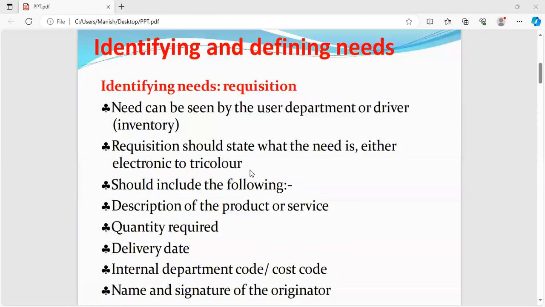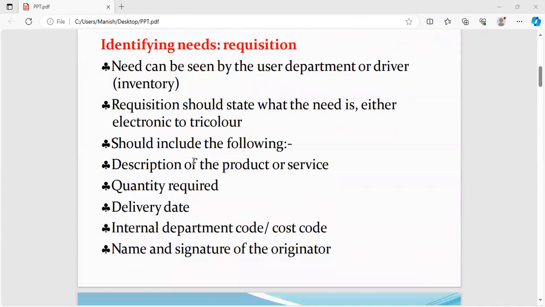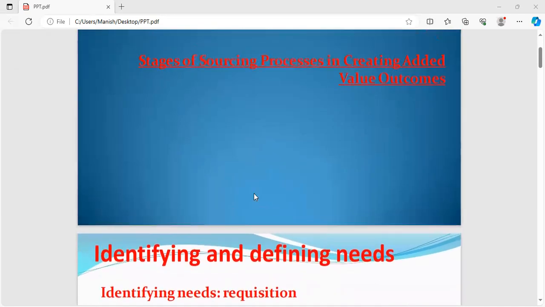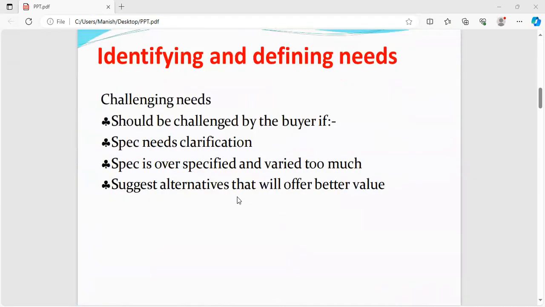Then the requisitions should state what the need is, either electronic or in hard copy. It should include the following as a requirement: description of the product or the service, quantity required, delivery date, internal department code or the cost code, name and signature of the originator. So these are basically finding out the needs and requirements of the department, which comes under identifying and defining the needs of the department or the organization, which is the first and foremost stage of a sourcing process.